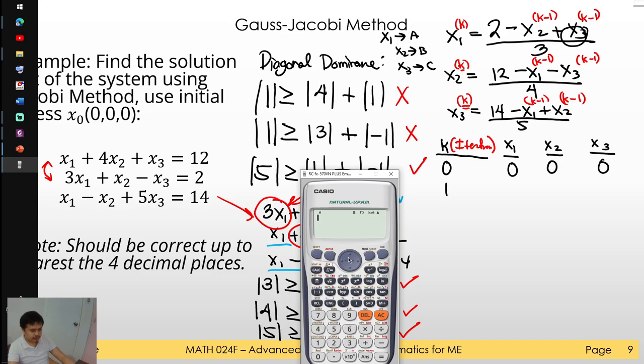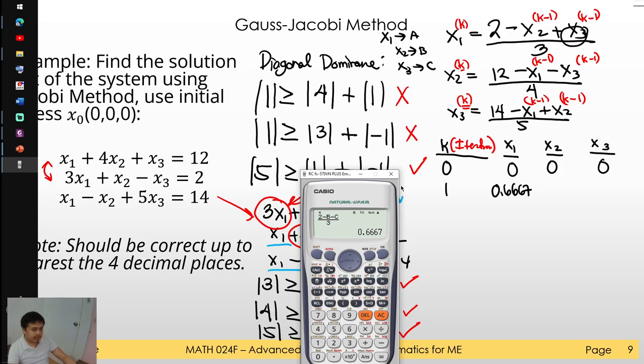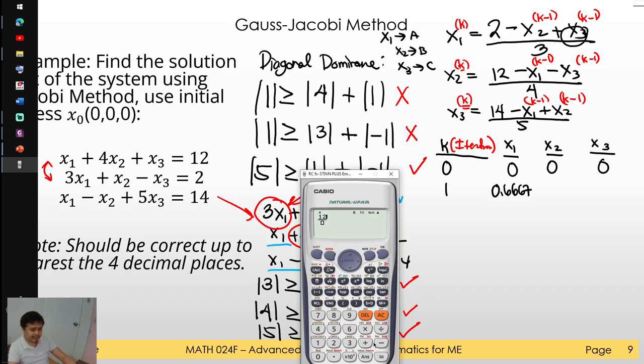Okay, sorry. So calc, B is 0, C is also 0, okay? So the first solution is 0.667. Also, to calculate for x1, we have 0.6667 for the first solution. And then for the second, x2, we have 12 minus x1, so alpha A for x1, and then alpha C for x3, and then over 4.